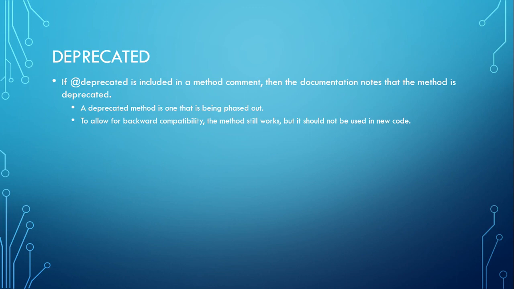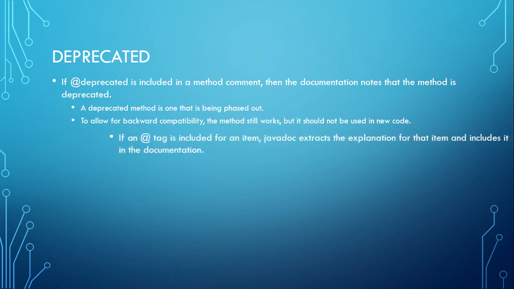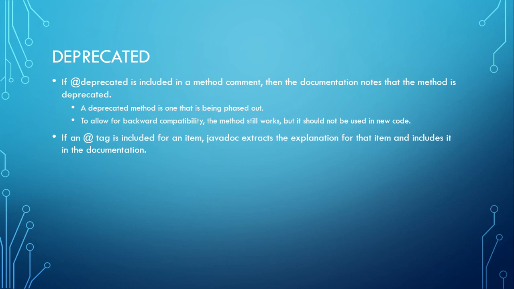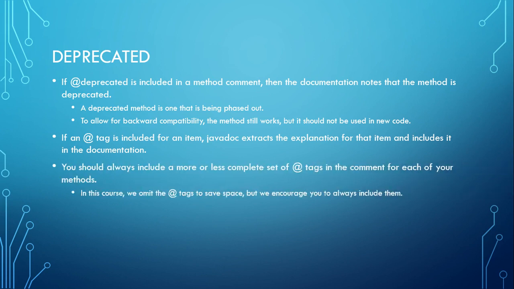But in order to allow for backwards compatibility, your method is still functional, but you don't really want people to use it in the new code. So what you do is you add the @deprecated tag into the comment before that method, so people know that if you go to try and use this method, that's the old way. You really should use this new method instead. Now, if an @ tag is included for an item, JavaDoc extracts the explanation for the item and includes it in the documentation. Now, you should always include a more or less complete set of @ tags in the comment for each of your methods.